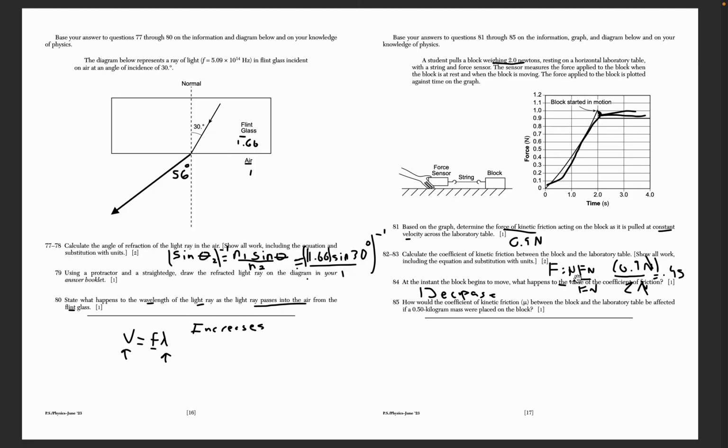Because the force is decreasing, the coefficient itself is decreasing. That makes sense because the static is increasing, then when it goes kinetic, it drops. How would the coefficient of kinetic friction between the block and the laboratory table be affected if a 0.5 kilogram mass were placed on the block?